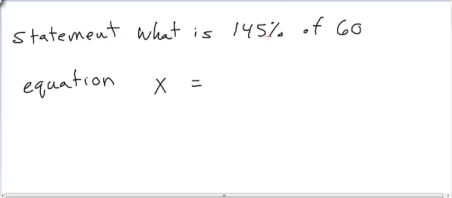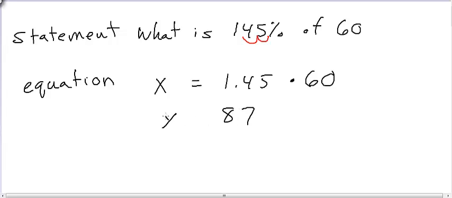So I move my decimal point 2 spaces to the left. And that gives me the number 1.45. Of is interpreted as multiplication, and 60 is 60. So this is really saying, what is 1.45 times 60? And that becomes 87. So we say that 87 is 145% of 60.